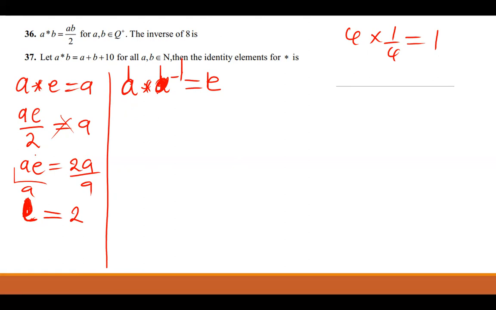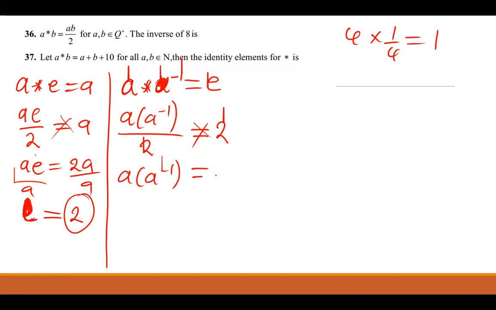So we are going to say A star A inverse. I'm going to put A and A inverse in this expression. So I'm going to have A times A inverse, then everything divided by 2. The answer is supposed to be my identity element, which is 2. Here it's just a matter of making A inverse the subject of the formula. So I'm going to cross multiply. I'm going to have A times A inverse is equal to 4. When I divide everything by A, the answer will be A inverse is equal to 4 over A. So the inverse of this binary operation here is 4 over A.